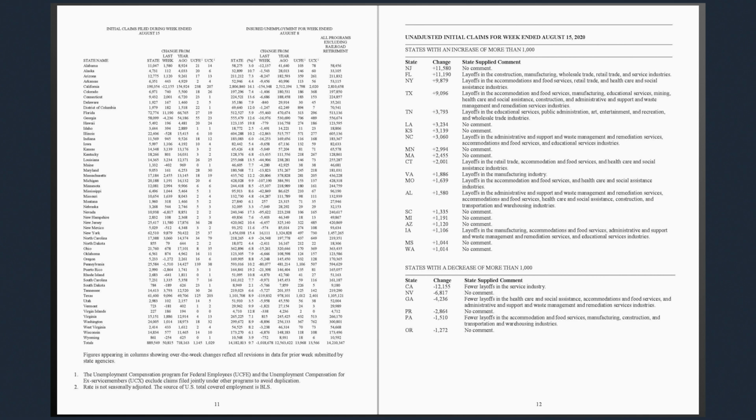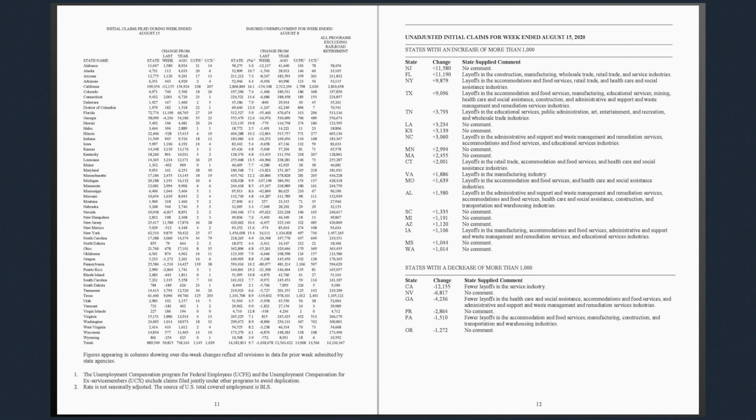Louisiana. Plus 3,234. Kansas. Plus 3,139. North Carolina. Plus 3,060. Layoffs in the administrative and support and waste management and remediation services, accommodations and food services, and educational services industries. Minnesota. Plus 2,994. Massachusetts. Plus 2,455.